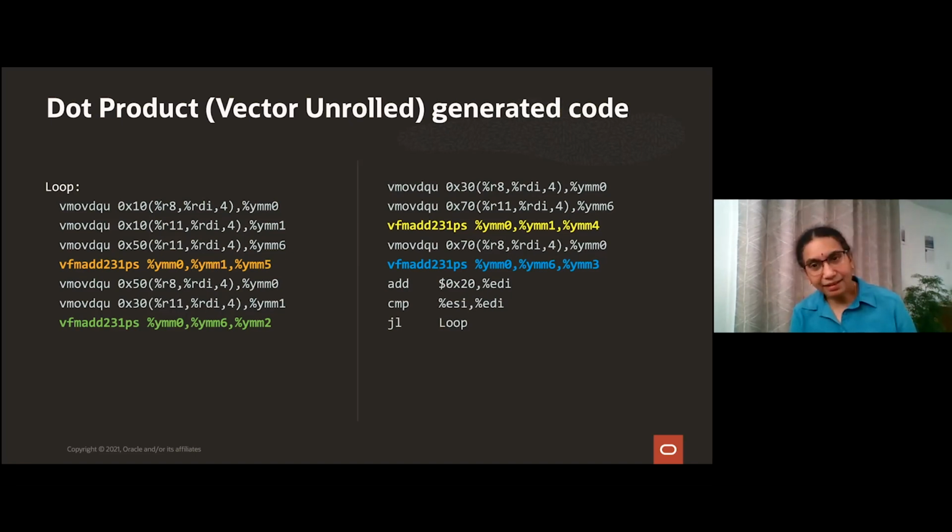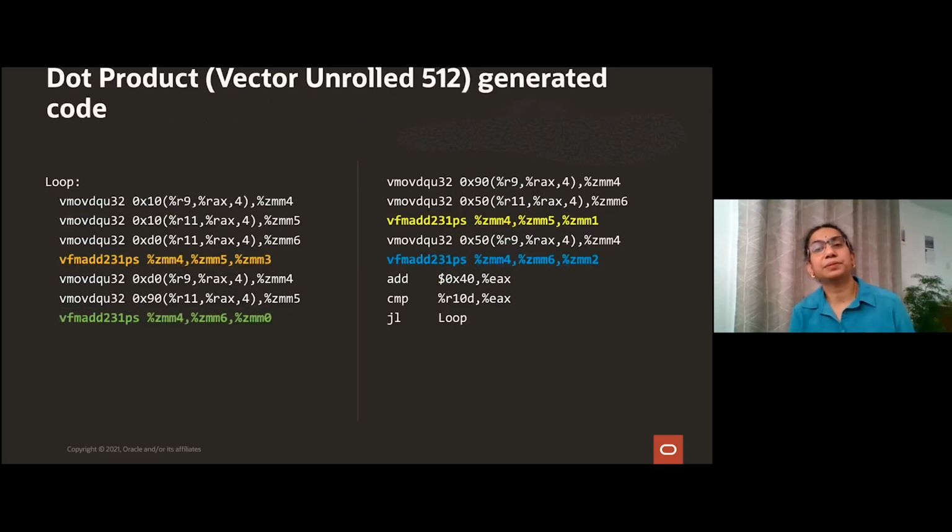And on the next slide, we show the same code using the 512-bit vectors. And you can see here that instead of YMM used in the previous slide, the C2 JIT is using the ZMM registers, which is a 512-bit register. So double the work is happening inside the loop iteration.